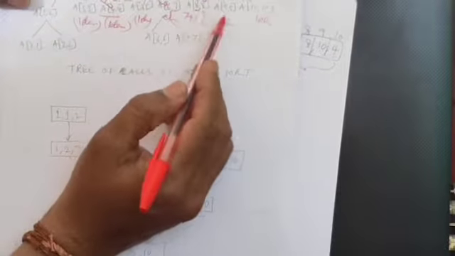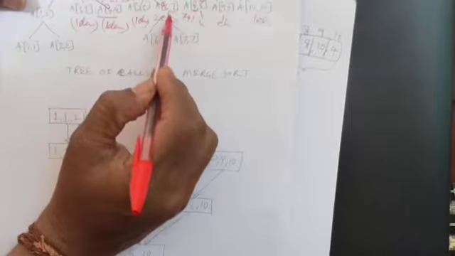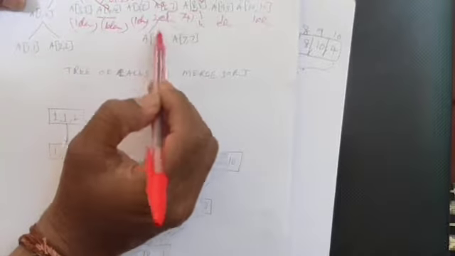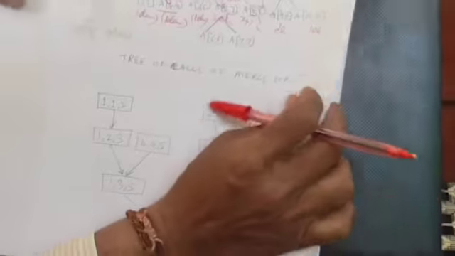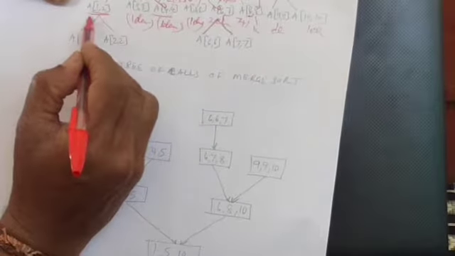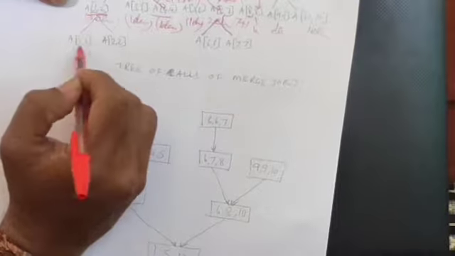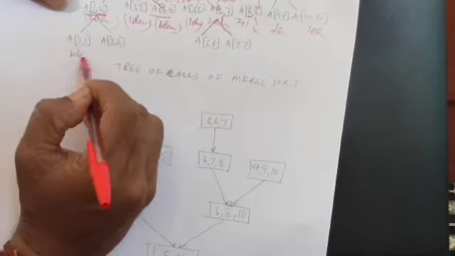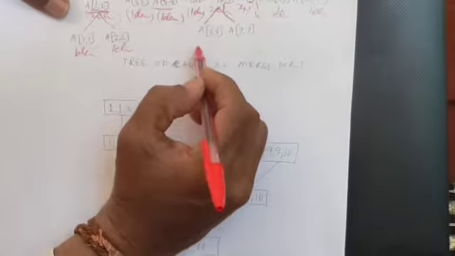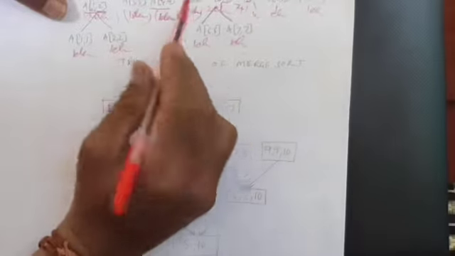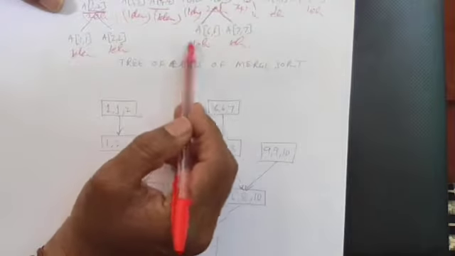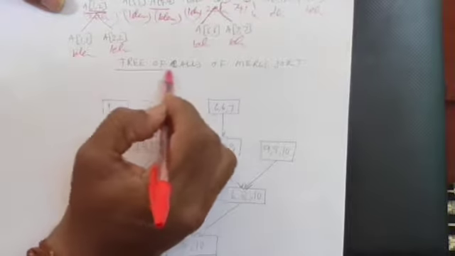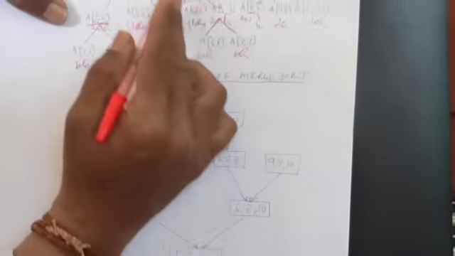So if you come to this, here there is one element, one element, one element. Here there are two elements, because 6 and 7, so that needs to be further divided. Similarly, you go for this. Here also there are two elements. Therefore, once again, this needs to be split up further. So now it is only one element each. As I said, in merge sort, the division has to continue till there is only one element in each list. So this is the tree of calls for the merge sort, the splitting, the division part.